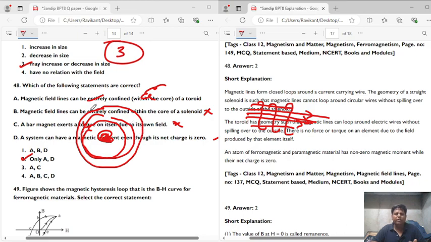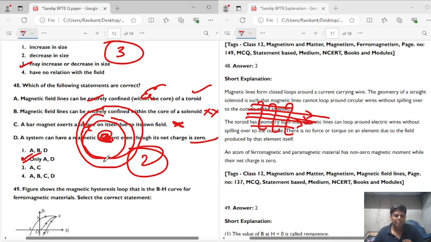So according to this, the magnetic field lines are entirely confined within the core of a toroid. This is correct. But can the magnetic field lines be entirely confined within the core of a solenoid? No, this is not correct, because we can see it is coming out of the core. And the bar magnet cannot exert a torque on itself, so this is again wrong. And option D, a system can have a magnetic moment even though its net charge is zero. This is also correct. So statements A and D both are correct. So the correct answer for question number 48 is option 2, that is, only A and D are correct. Right. Now let's see question number 49.